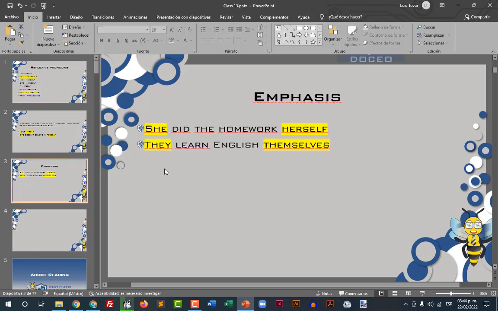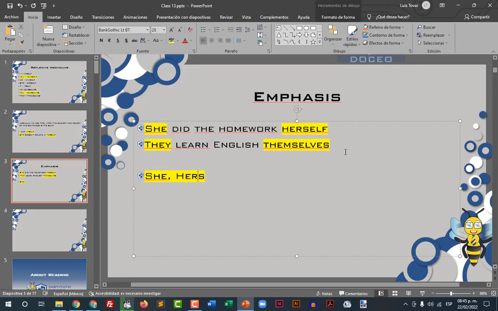This emphasis can also be used after the subject, but it needs to be between commas. For example, she, comma, herself, comma, did the homework. Okay, so this is also correct. She herself did the homework. Okay. So it's the same thing to say she did the homework herself. Yes, the same thing.